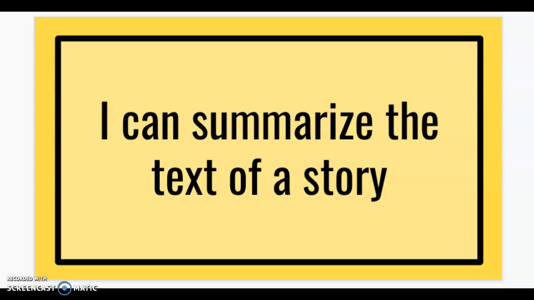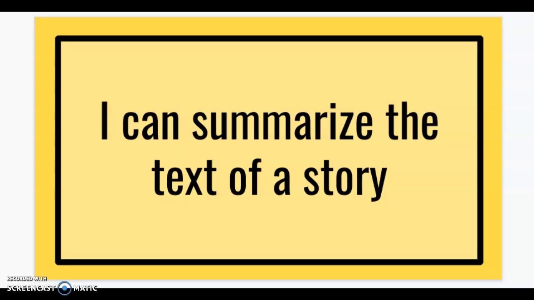So the other thing that we want to include in our summary is we also want to include who the characters are and what they're like. So what are they like? And then we also want to include something about the setting of the story. Where and when does it take place? And I will do an example with you when we are done with the part of the story.